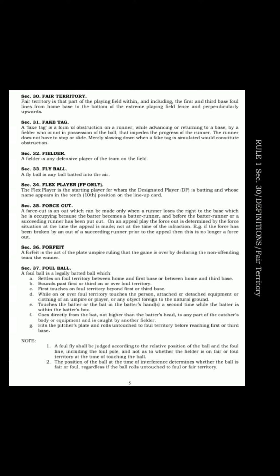Section 36. Forfeit. A forfeit is the act of the plate umpire ruling the game is over by declaring the non-offending team the winner. Section 37. Foul ball. A foul ball is a legally batted ball. Section 38. Foul territory. Foul territory is any part of the playing field that is not included in fair territory. Section 39. Foul tip. A foul tip is a batted ball which goes directly from the bat to the catcher's hands, goes not higher than the batter's head, and is legally caught by the catcher. Note: it is not a foul tip unless caught.